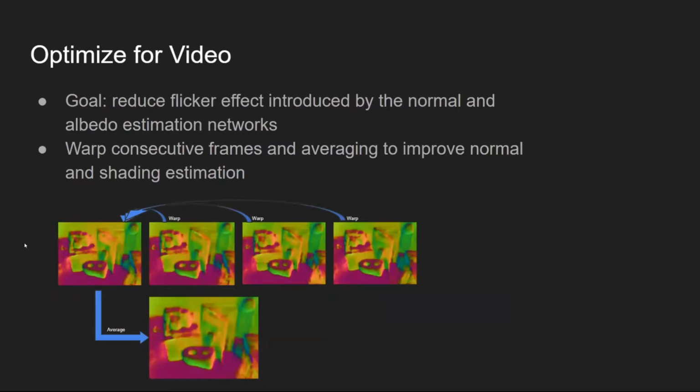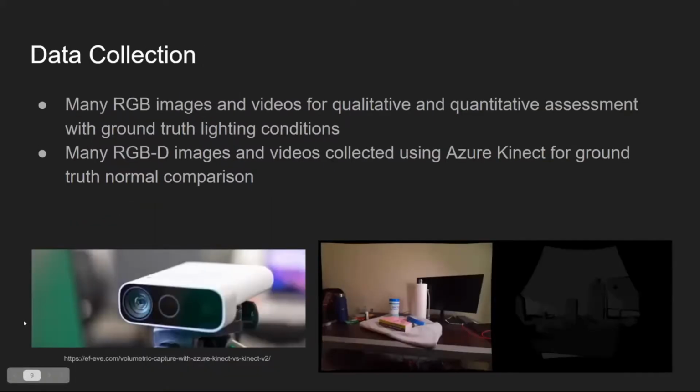Next, we tried to optimize for video. We found that the normal estimation wasn't very consistent from frame to frame. So we took 4 different frames and warped them to be in the same perspective before averaging them to get a better estimation. And we also collected some RGB and RGBD videos to test our network on. The depth data was gathered with the Microsoft Kinect sensor, and that gave us ground truth normals to compare against.